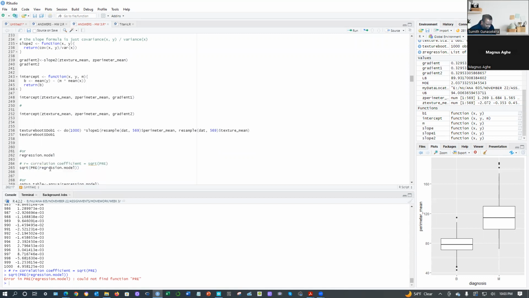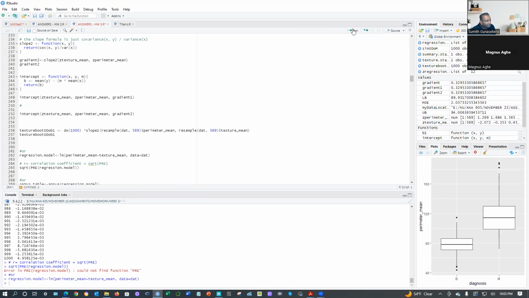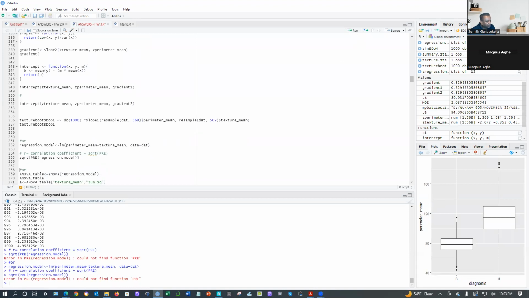Regression model, nothing but lm, perimeter mean tilde texture mean, data equals data. That's the regression model. Okay, for that one, they say that one.